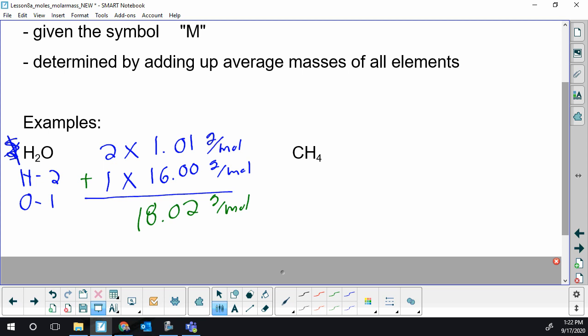Let's do methane. No number after carbon, there's 1 of them. Hydrogen, there's 4 of them. Now I'm going carbon dash 1. That's not a negative. I'm just putting a dash in. Carbon has 3 isotopes, but the average of all the isotopes on Earth is 12.01. That's the number in your data booklet. You just go to carbon, find that bottom decimal number. There are 4 hydrogen, which we've done hydrogen already.